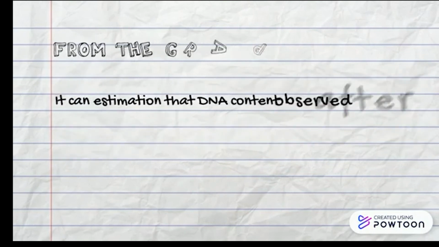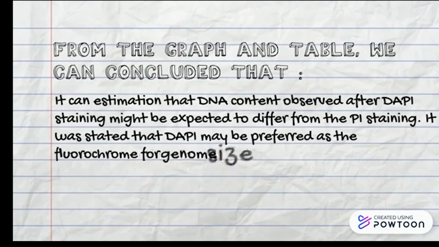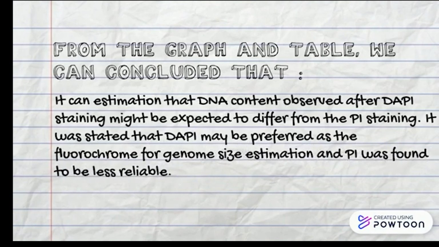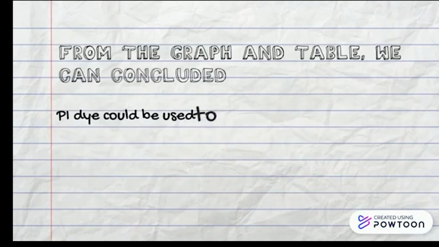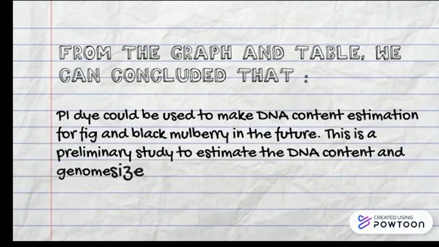It can be estimated that the DNA content observed after DAPI staining may be expected to differ from PI staining. It was stated that DAPI was being preferred as the fluorochrome for the gene. PI dye can be used to make DNA content estimates for the black mulberry in the future. This is a preliminary study to estimate the DNA content and genome size of the black mulberry.